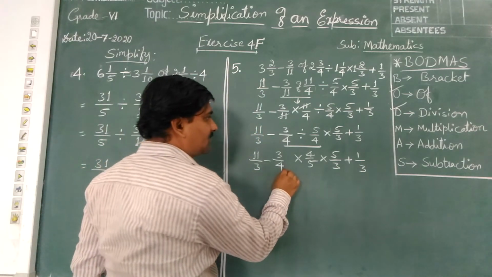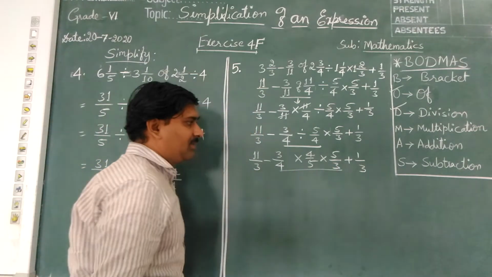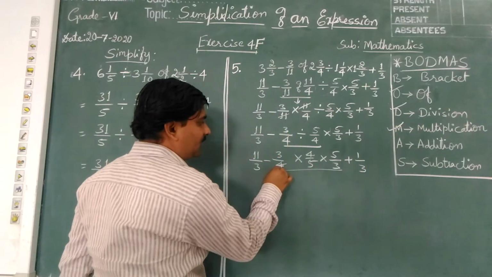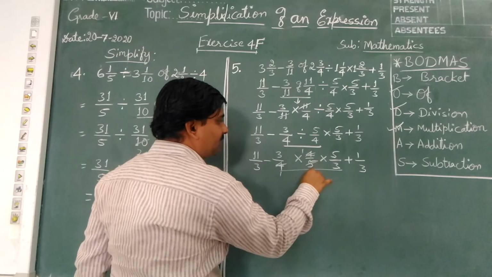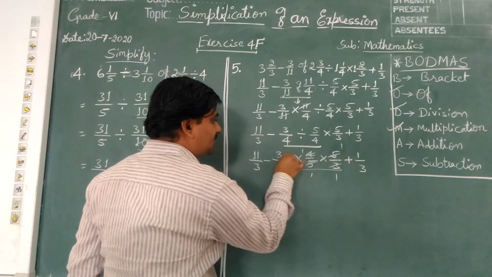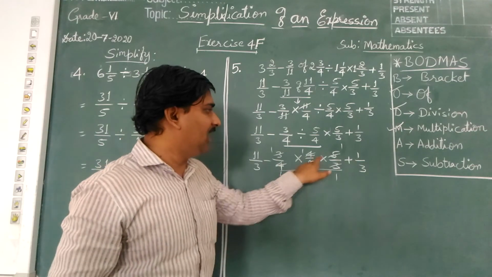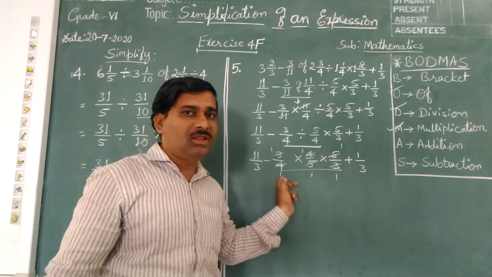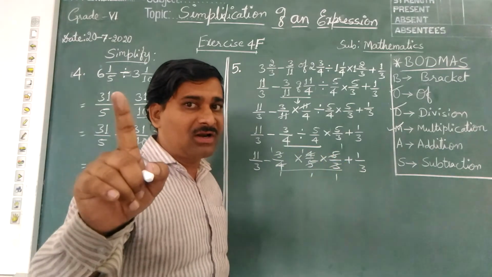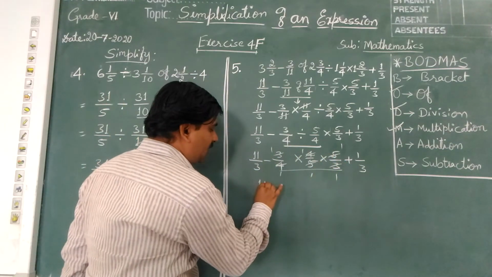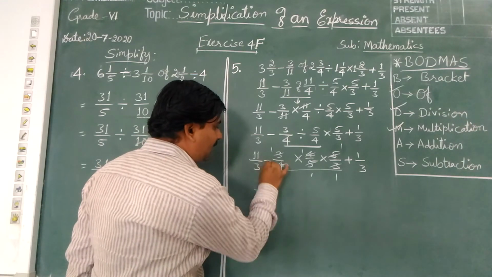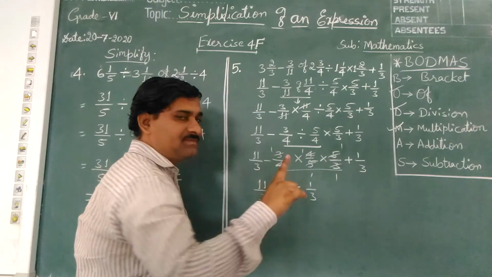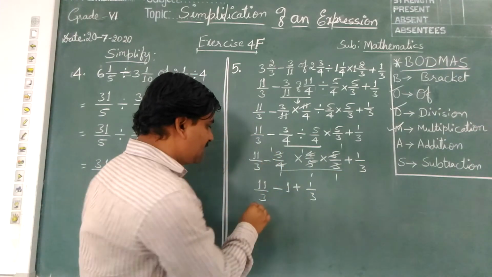Now cancel these 3 for multiplication, children. All 3 we can multiply. Cancel: 4 1s are 4, 5 1s are 5, 3 1s are 3. Look at here, children. 5 gets cancelled, 4 gets cancelled, 3 gets cancelled. All the numbers are cancelled, but you should not write 0. You should write there 11 by 3 minus 1. Simplification of all these will be 1, that is minus 1.